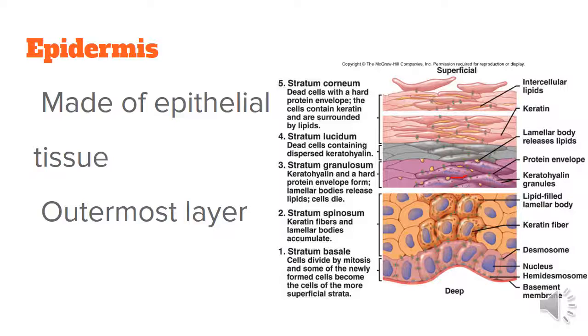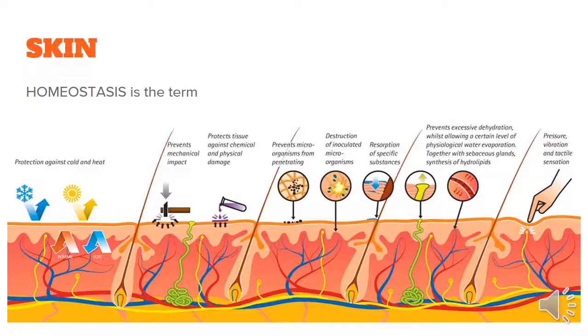Cells divide by mitosis. Get some new forms forming, new cells forming. And so we've gone from superficial, which means on top or surface, all the way down to the deep portion of the skin. Okay, so homeostasis is the goal of your skin. So it helps protect you against cold and heat, either by releasing cold or heat or storing it, or storing moisture. You can prevent mechanical impact.